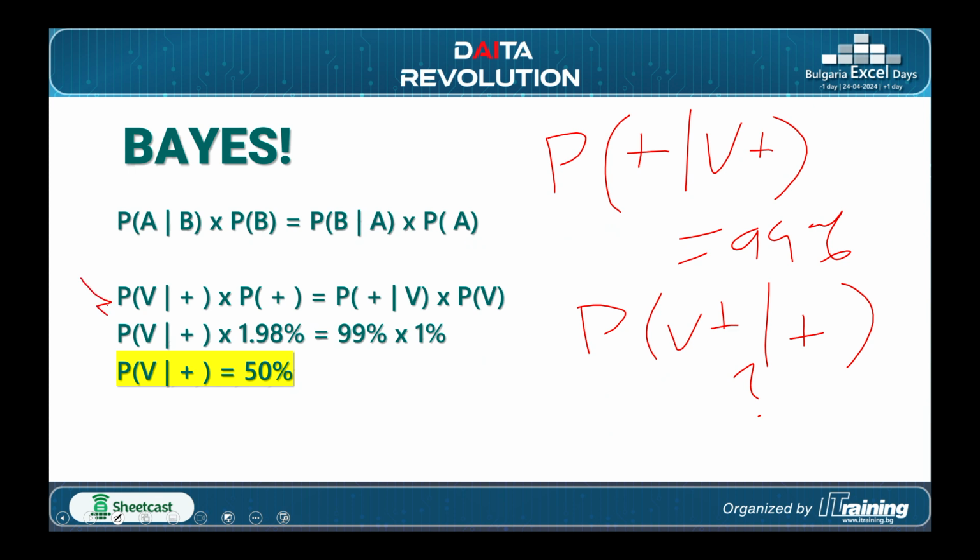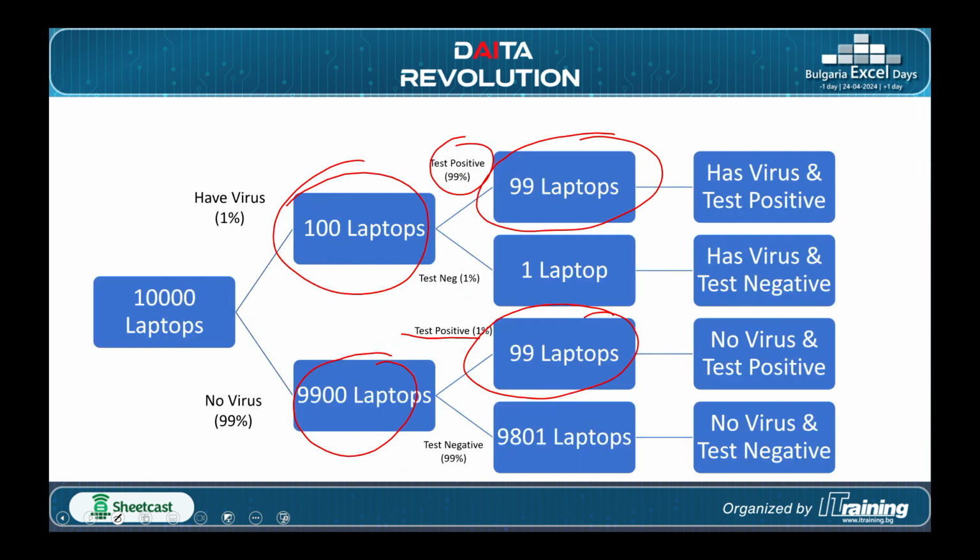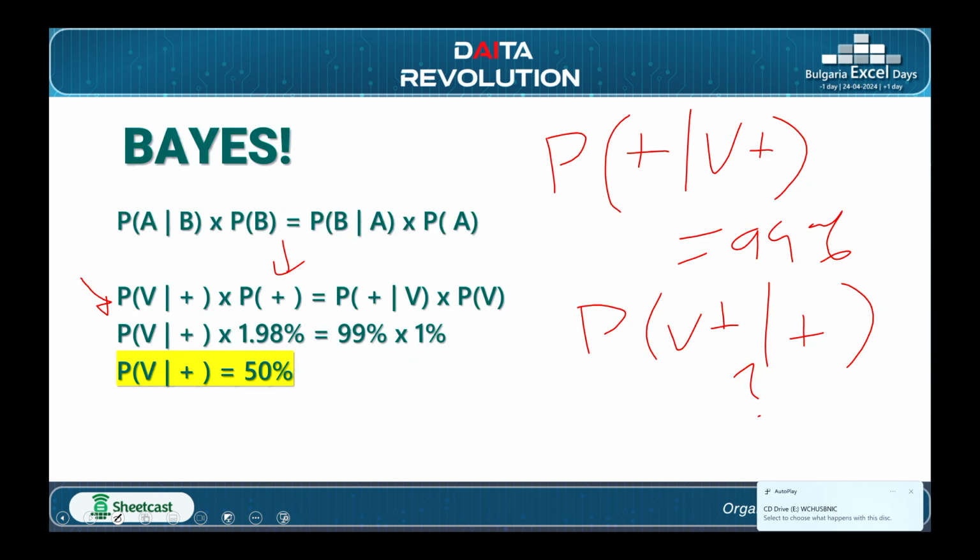I've rewritten it here. So the virus, in this case the computer virus, tested positive. This one right here, the probability of testing positive, is 1.98%, and we get that from adding up 99 plus 99 laptops, dividing by the 10,000 laptops. That gets us 1.98%. And then the probability of detecting it, if it does in fact have a virus, is 99%, multiplied by the probability of having a virus, 1%. Divide that all, you get 50%. So that's the math behind it.